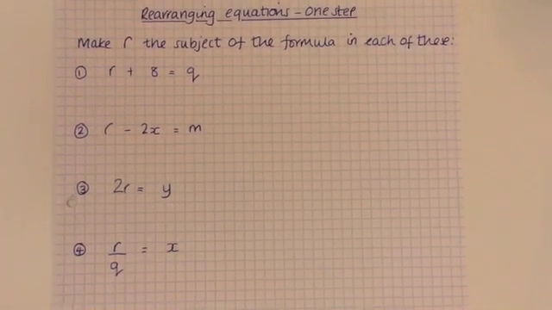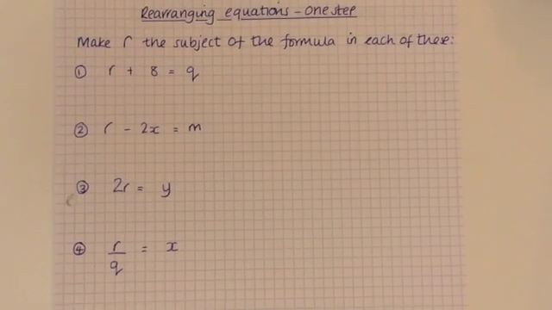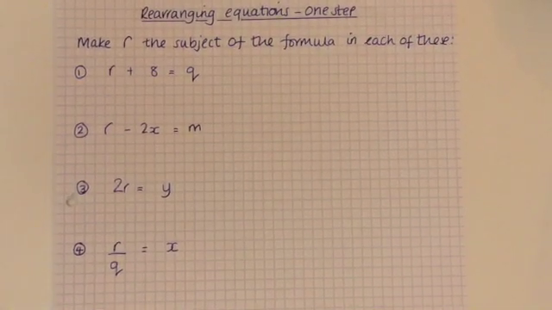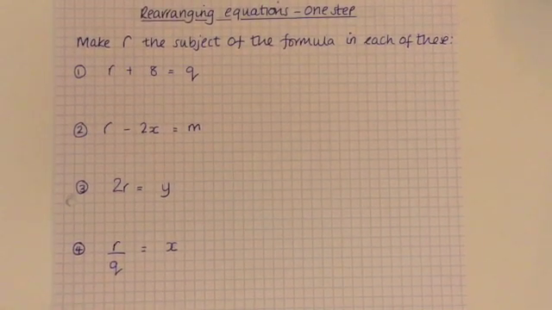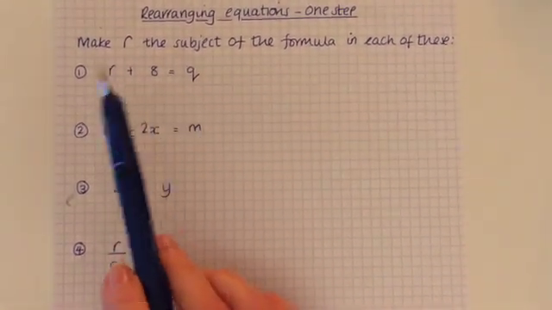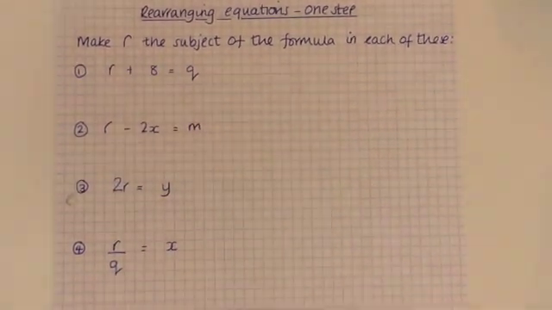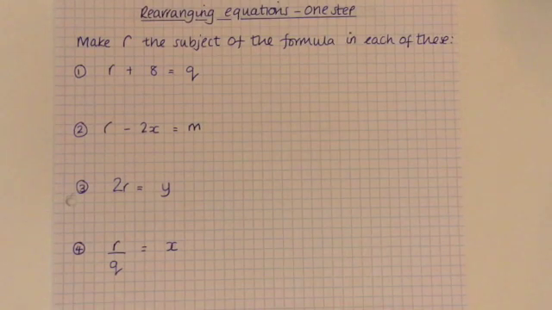Everyone, today's video is on rearranging equations when you just have to do one step. The way that these questions are worded is that they will say make a particular letter the subject of the formula. What that means is you've got to rearrange the equation to get the letter that is said here on its own, basically. So it has to be R equals, okay?